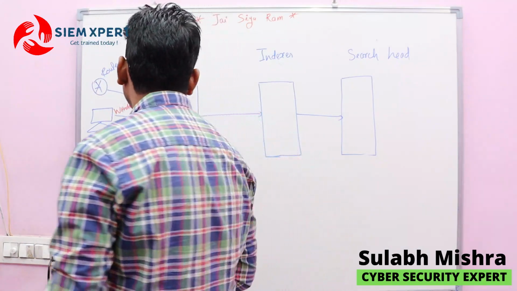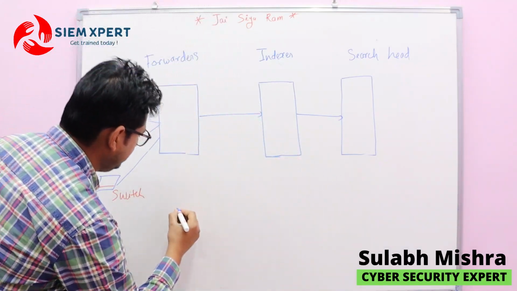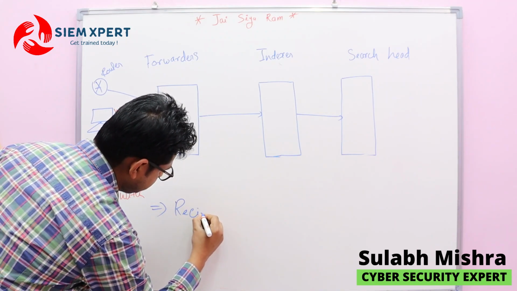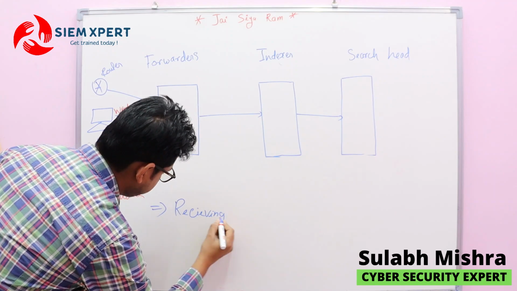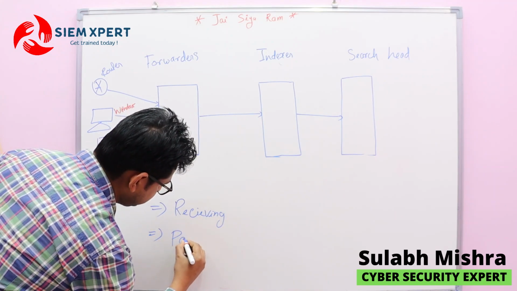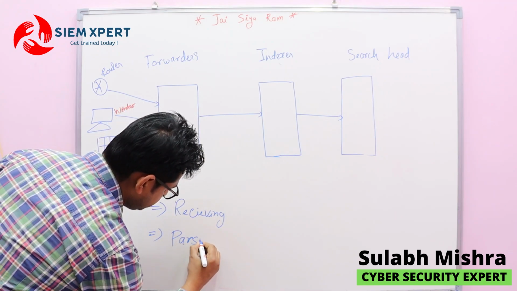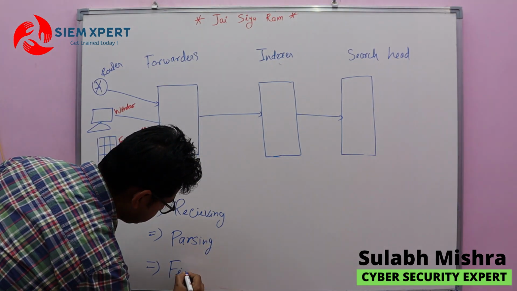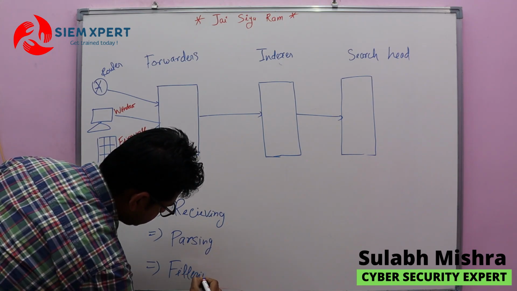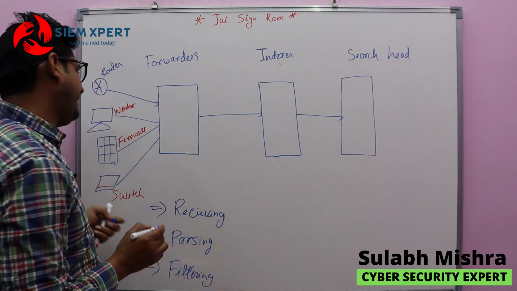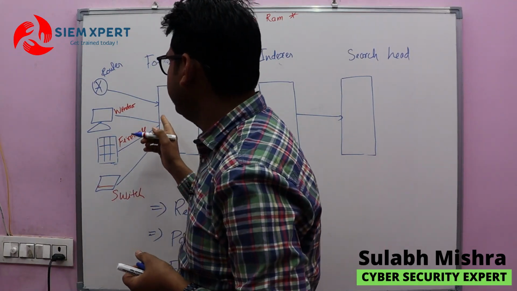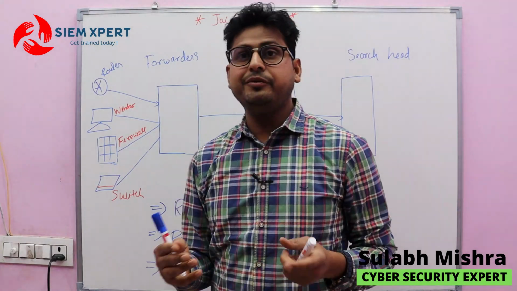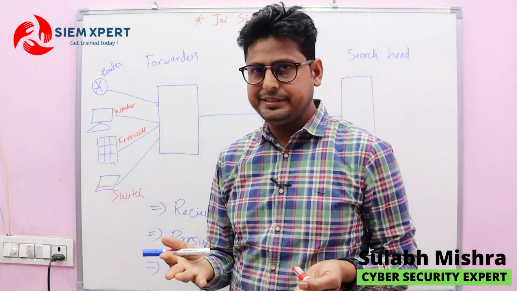So what activities is the forwarder doing? Receiving, parsing, and filtering. Receiving means it will be responsible to receive the logs from various devices, right? From the SIEM perspective, we have to receive the logs from network devices, security devices, servers, applications, databases, right?